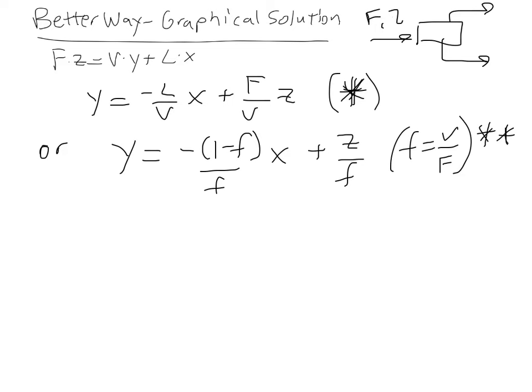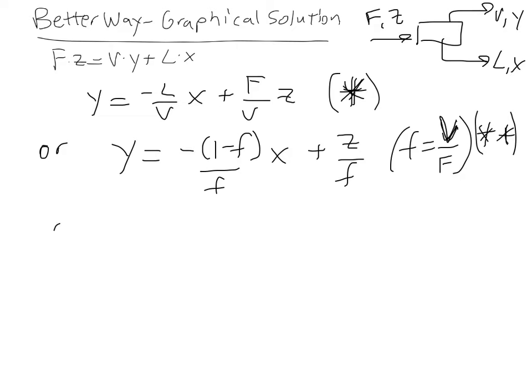So we have F and z, we have V and y, L and x, and big V here is the flow rate of the vapor, big F is the flow rate of the feed, and little f is just a parameter which is defined as big V over big F right here. So that's our little f parameter.